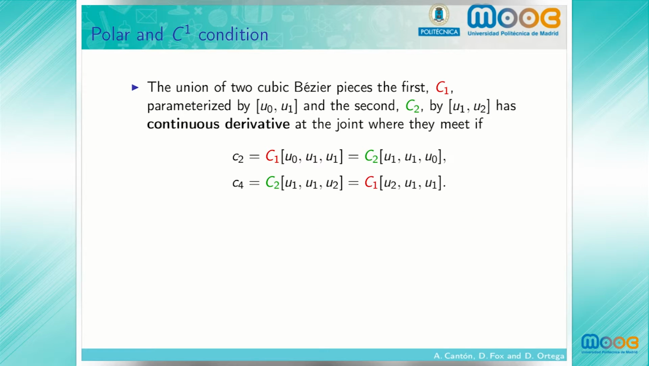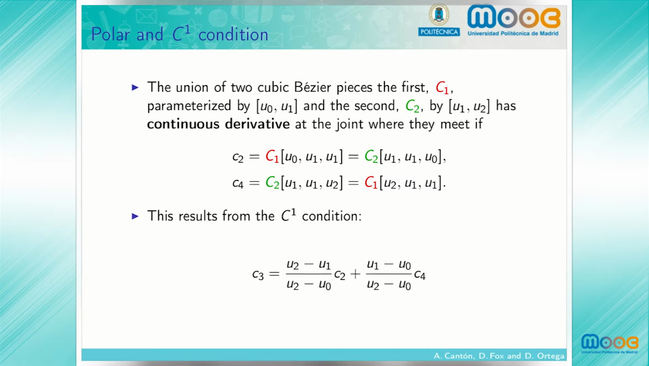So the union of two cubic Bezier pieces, the first one C1 parameterized by u0, u1, and the second C2 by u1, u2, has continuous derivative at its joint if the polar form of the first and second curve are equal when evaluated at u1 twice and u0 once. And in fact, this is the third point of the control polygon of the first curve. And also, the two polar forms are equal when evaluated at u1 twice and u2. And in fact, this point is equal to the second point in the control polygon of the second curve.